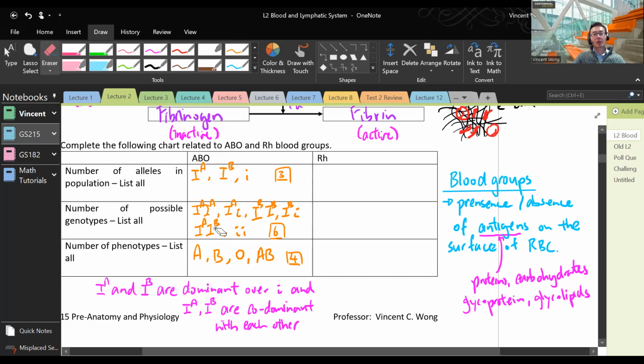Think of them as cookie cutters. The A is to make star cookies, and the B is to make moon cookies, and i is no cookie cutters. So if I give you 2 star cookie cutters, you will only be making star cookies. Right? If I give you 1 star cookie cutter, you will also only be making star cookies, which is why both of these will be type A, or star cookies. Right? If I give you both the star and the moon cutter, then you can make AB, right? You can make both types.